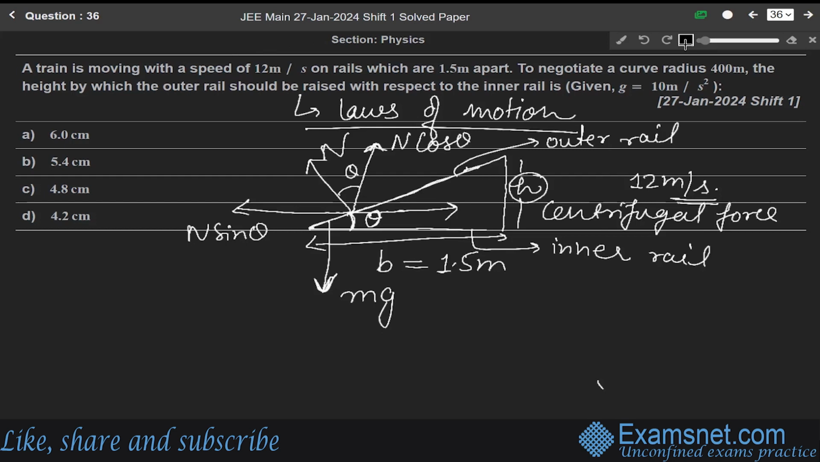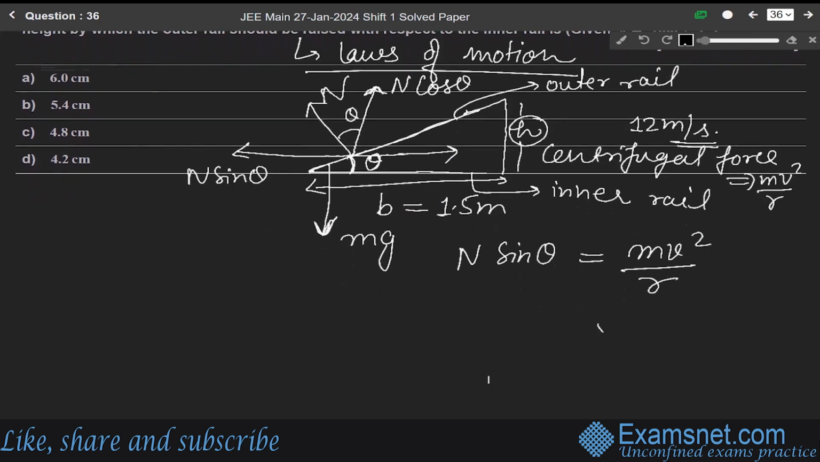Now, N sin theta will be equal to what? mv square over r. N sin theta is equal to this centrifugal force, mv square over r. There should be no friction between wheels and rails. When the train is taking a turn, when it is bending, there should be no friction between the wheels and the rails.